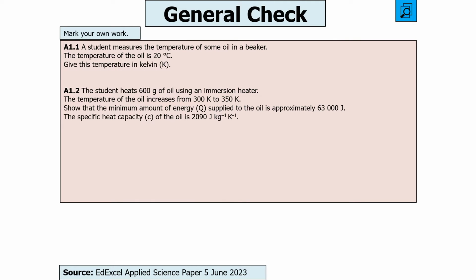Right, so we can convert from degrees Celsius into Kelvin by adding 273.15, that's 293.15 Kelvin. Here we know E equals mc ΔT. We convert our grams into kilograms. We then work out our change in temperature to be 50. We pop in all the values and we get 62,700 joules.